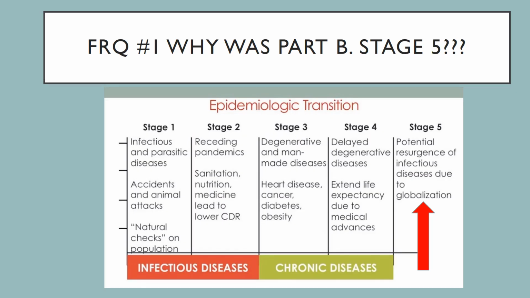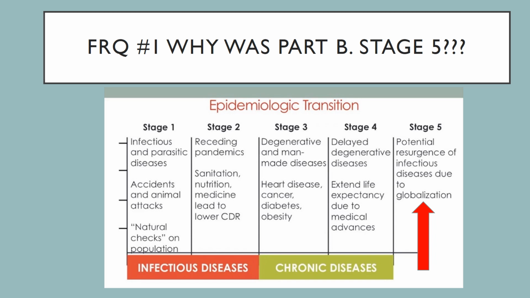Okay, now reflecting really quick back on FRQ number one, why was part B stage 5? That was the most missed part of the FRQ. I think only a couple of you got it, which is amazing. Guys, it was not designed to be a trick question. It is where you failed to use the stimulus. And the stimulus for that part was this chart right here, the epidemiological transition. And if you really looked closely, you could see the answer was right in front of your face.